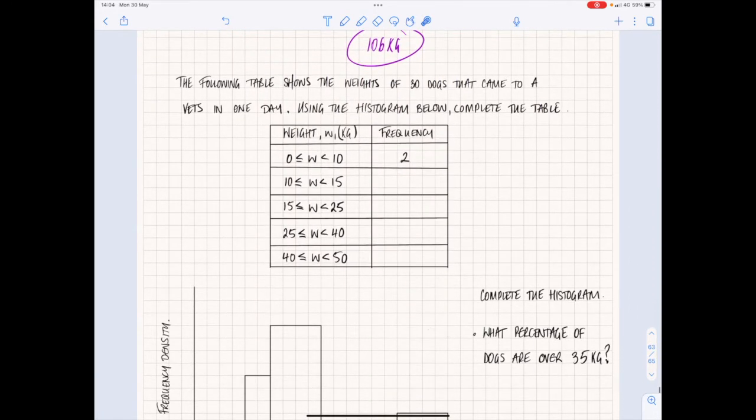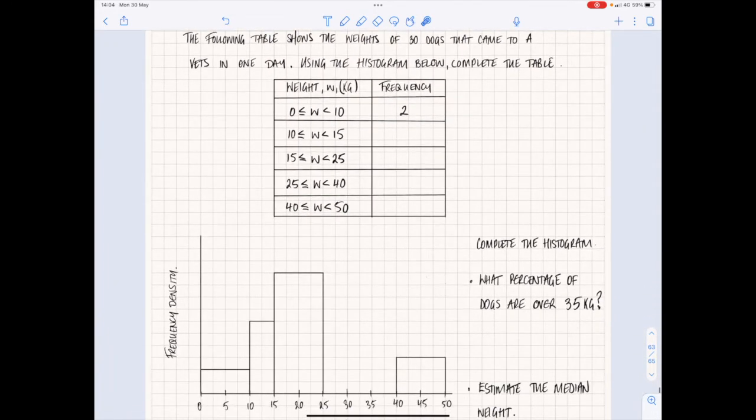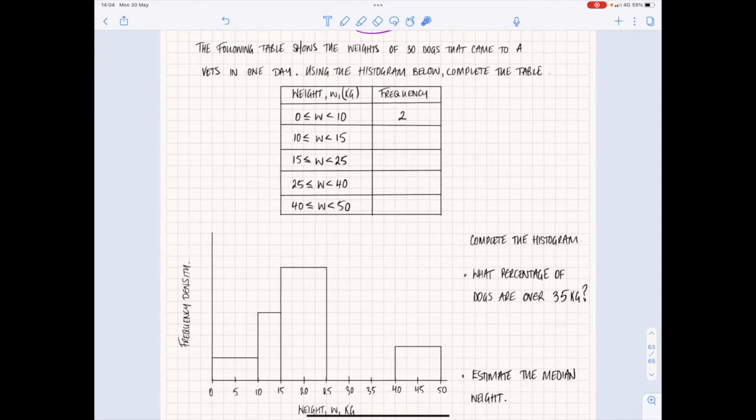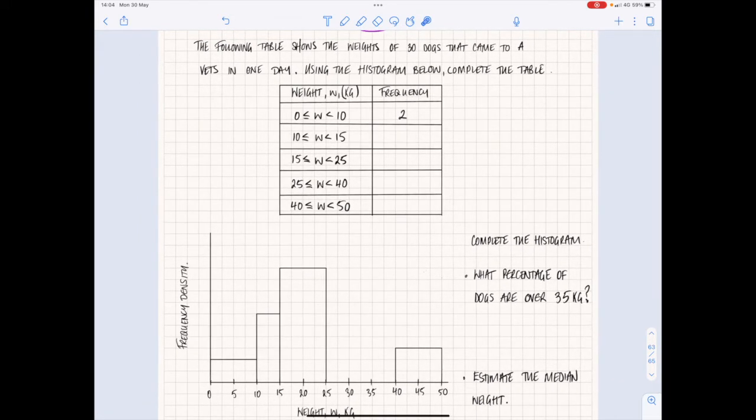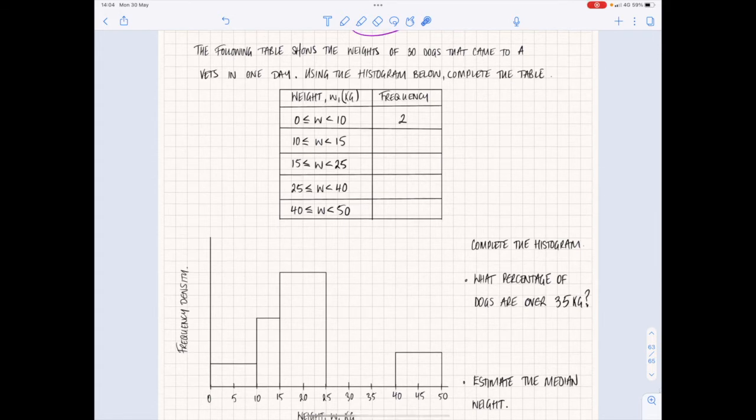Okay, let's look at this next example here now, where what we're actually having to do is use a histogram to work out the table, and we have to use the table to find missing information from the histogram. So in this table here, we've got the weights of 30 dogs that came to a vet's in one day, and I've basically been given one piece of information in the table. Okay, the thing that's missing here is frequency density. Okay, so I'm going to add that on first of all.